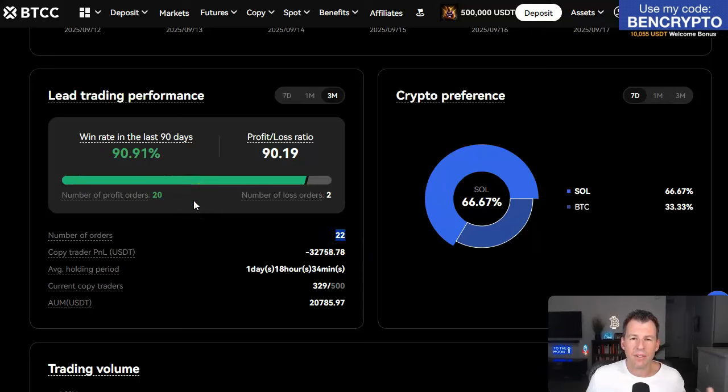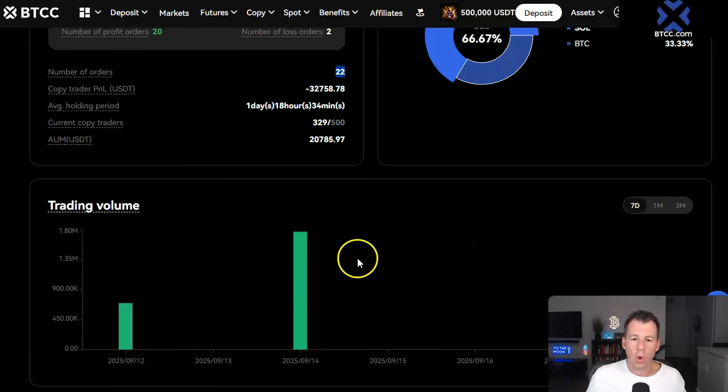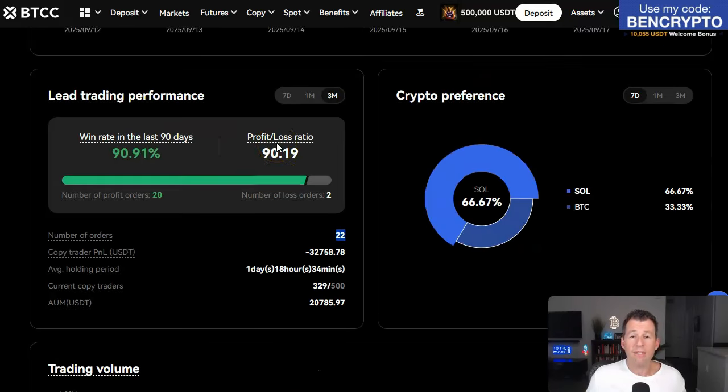So it looks like he's been active for like the last 5 or 6 weeks, something like that, not just the last month. And so overall in the last 3 months, 90.9% of his 22 total trades are profitable. Very, very good. It's not a ton of trades, but maybe you don't want a ton of trades. Maybe you just want 22, like 6 or 7 a month.